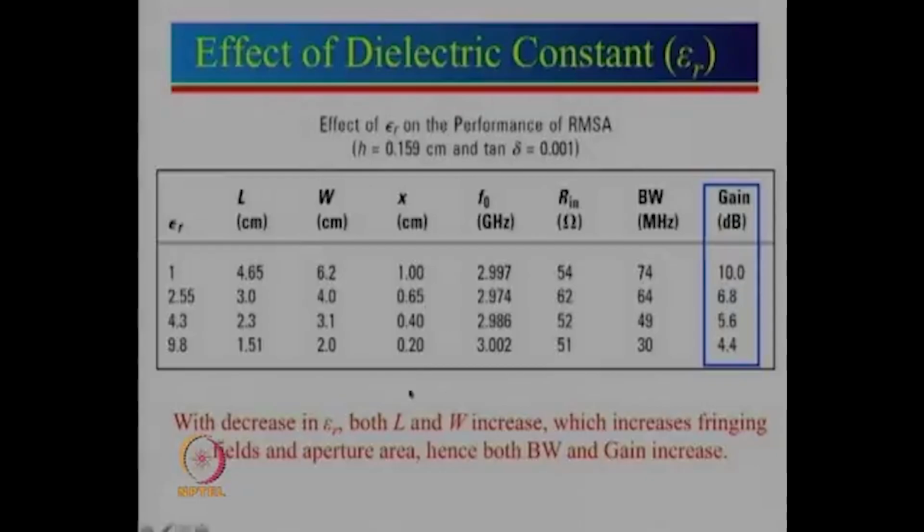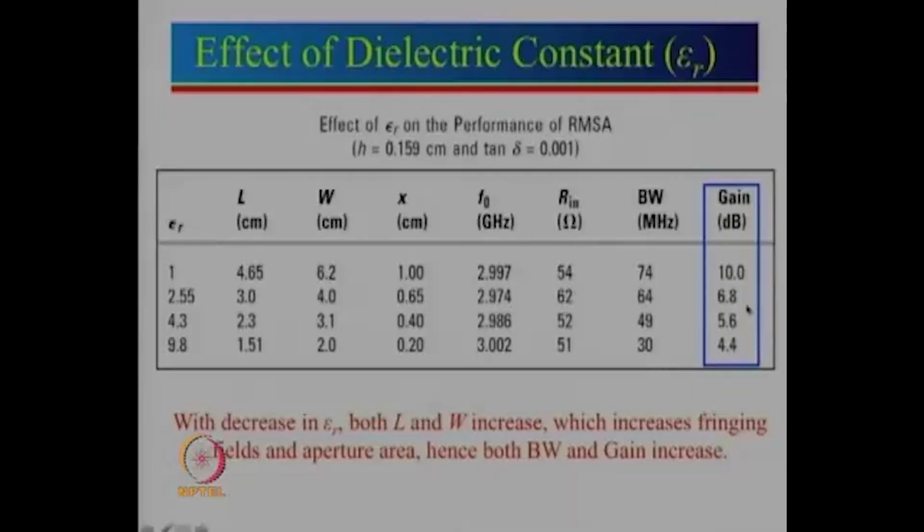And for all these feed point values we have given the input impedance. As you can see, we have not optimized exactly for 50 ohm; anything 50 to 60 ohm or 65 ohm is acceptable. One can see the bandwidth also here. For epsilon r equal to 1, bandwidth is 74 megahertz, and as we keep on increasing epsilon r, you can see that the bandwidth is decreasing.